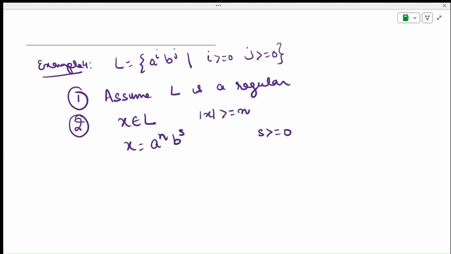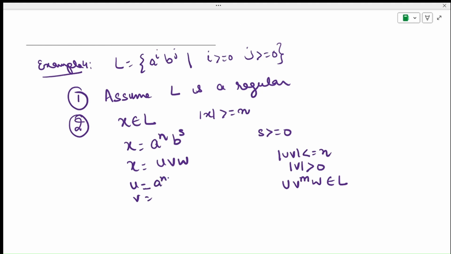Now divide x into three parts, u, v and w. We know the constraint: length of uv has to be less than or equal to n, and length of v has to be greater than 0, and we'll check whether u v raised to the power m w belongs to L or not. So check this. We'll divide this a raised to the power n into two parts, u and v. I'll take a raised to the power n minus 1 in u and a in v.